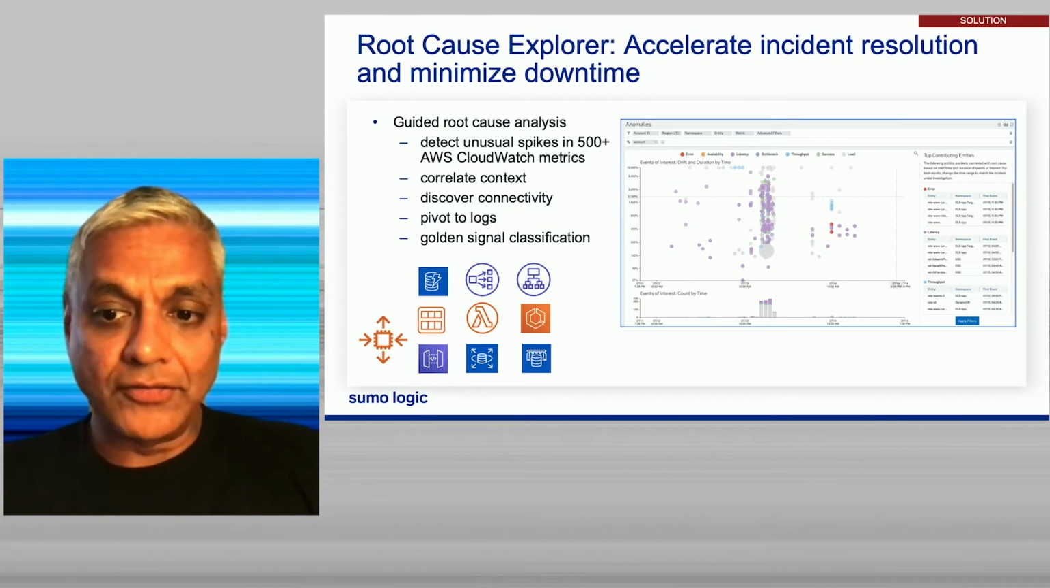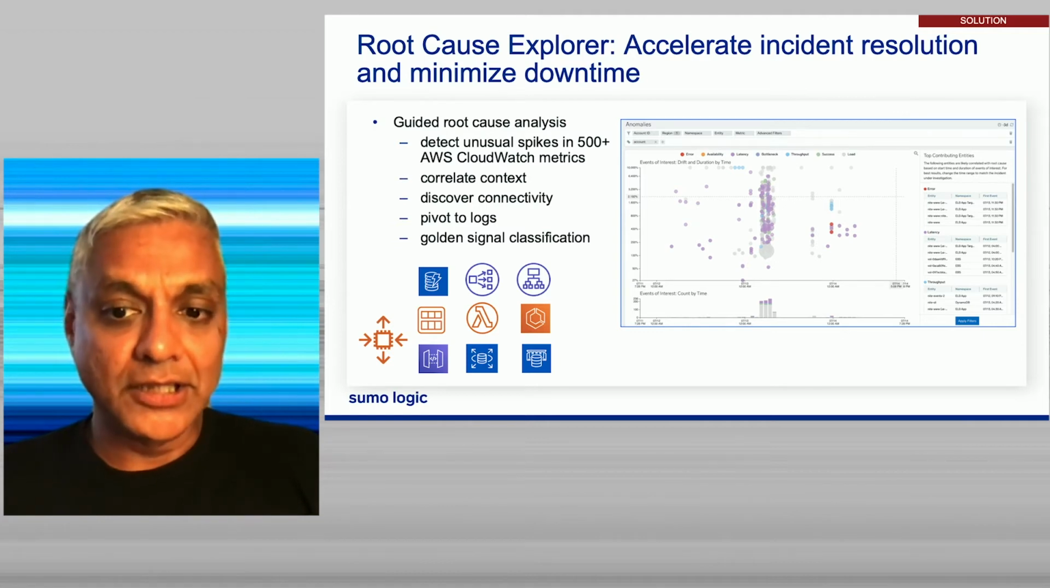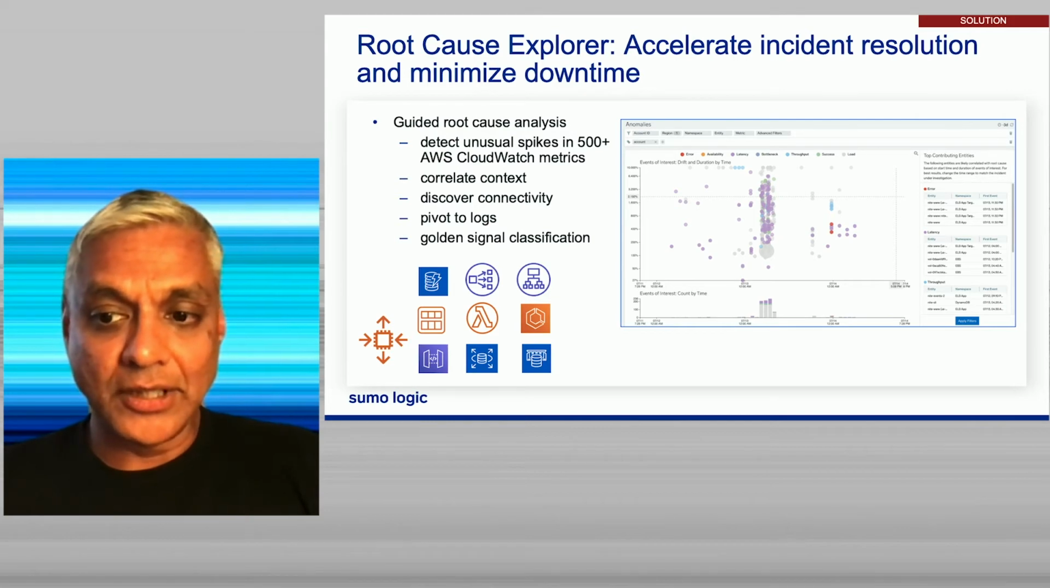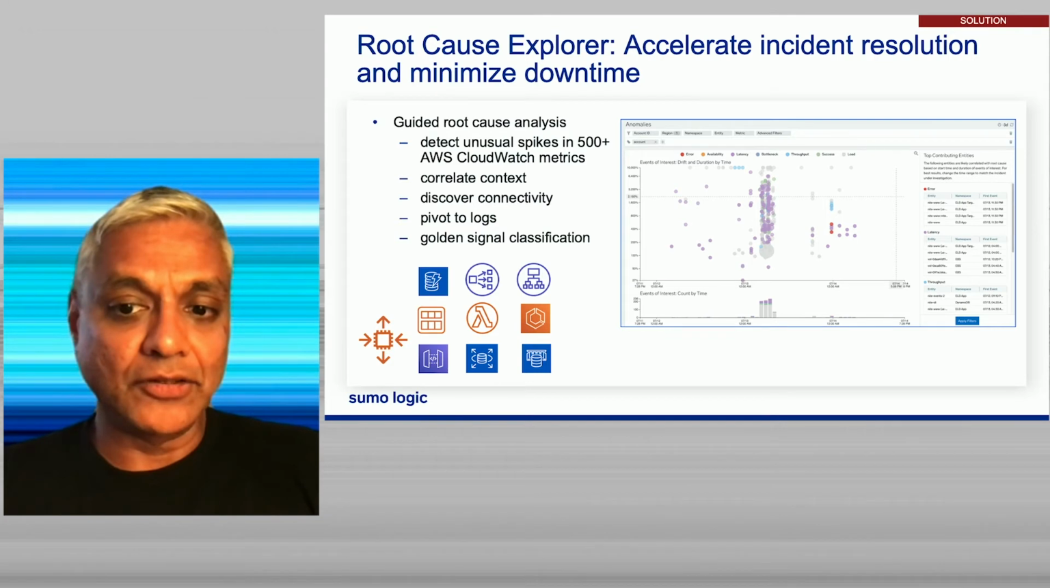Fifth, we know that often software defects or configuration changes are the first real root cause of an incident. To help the user detect those kinds of changes, Root Cause Explorer links spikes to logs associated with a particular entity.